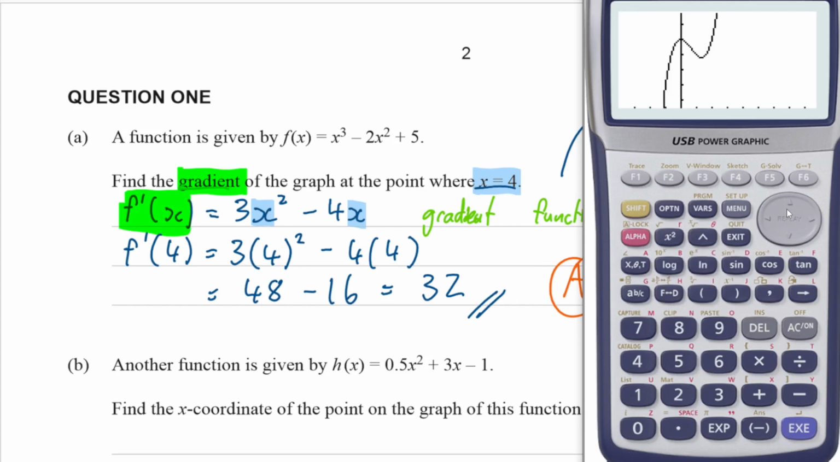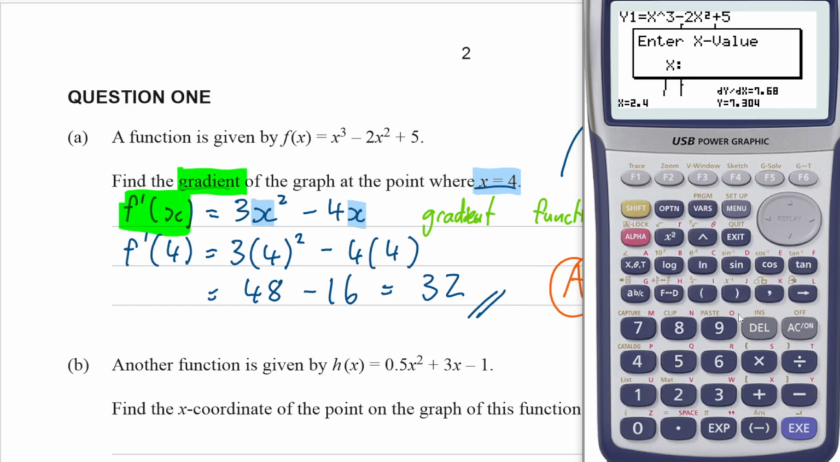And now to get the gradient, since we turned the derivative on, we can hit F1, which is trace, and see we get an x value, the y value, like normal, but we also get dy by dx, so that is the gradient. So what I can do is type x equals 4, hit execute. So when x is 4, the y value is 37, but the derivative, the gradient, is 32, which is what we got.